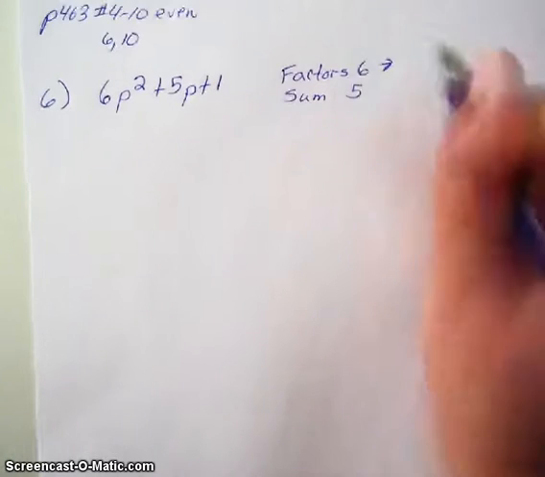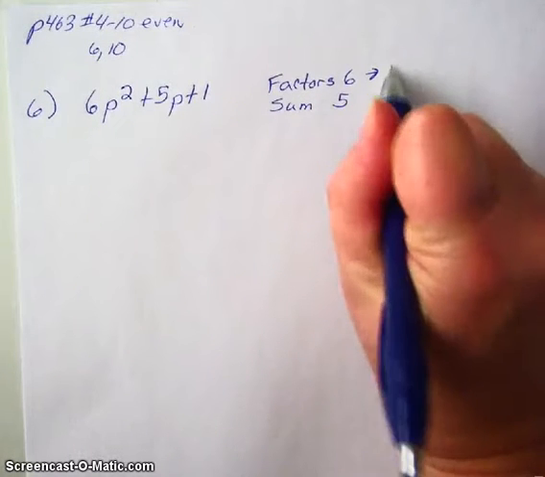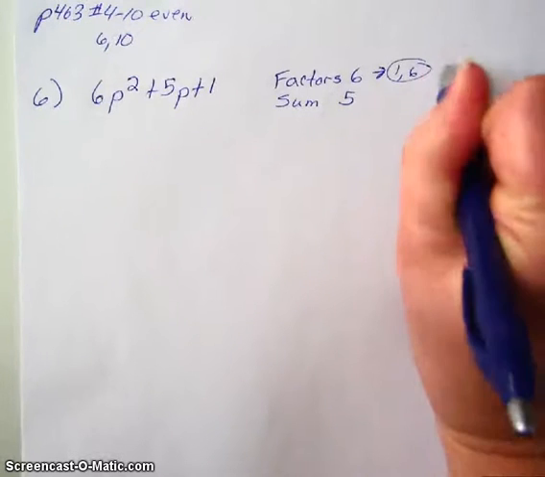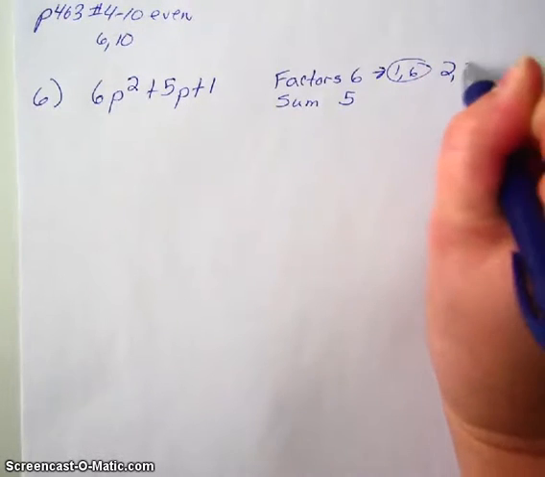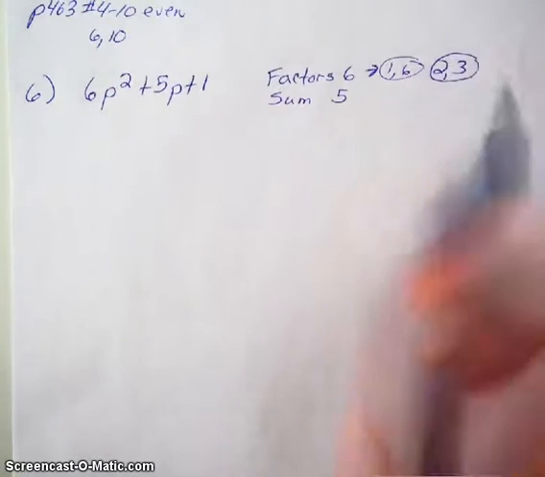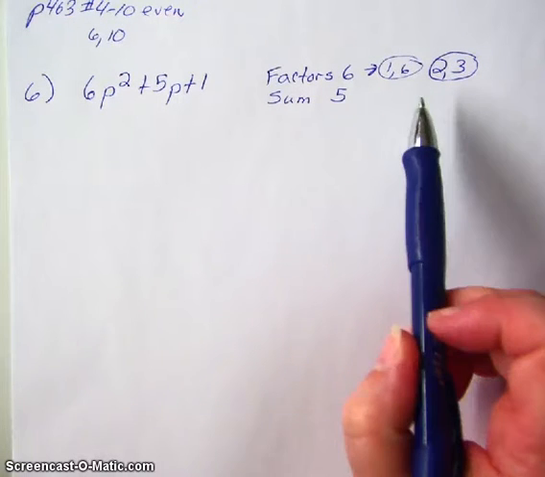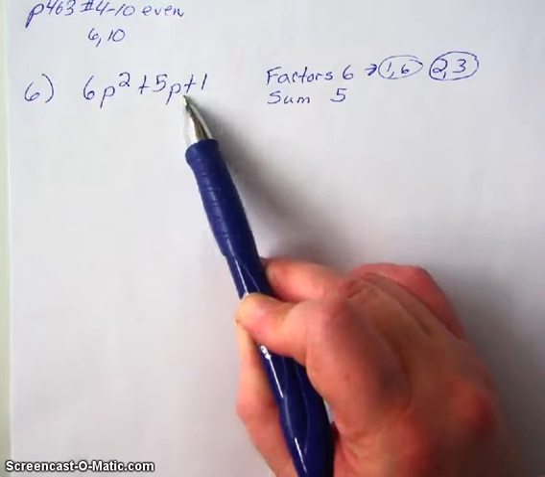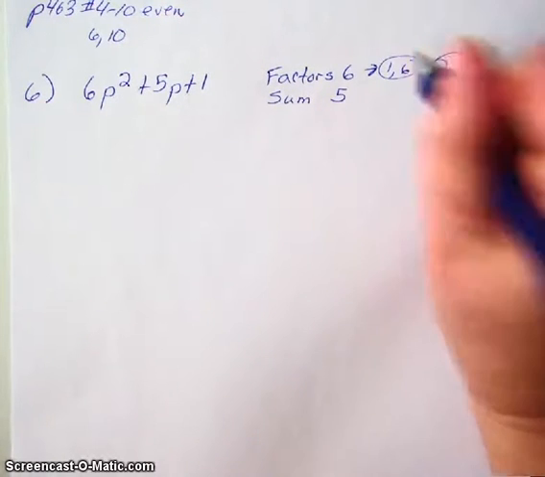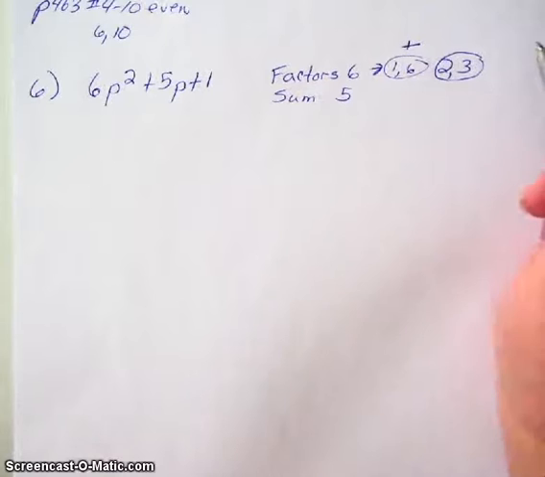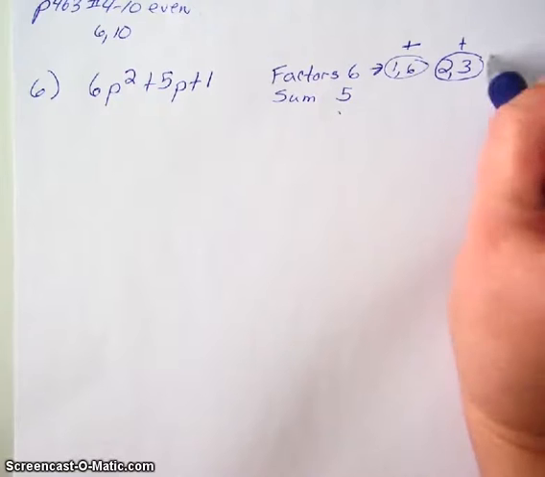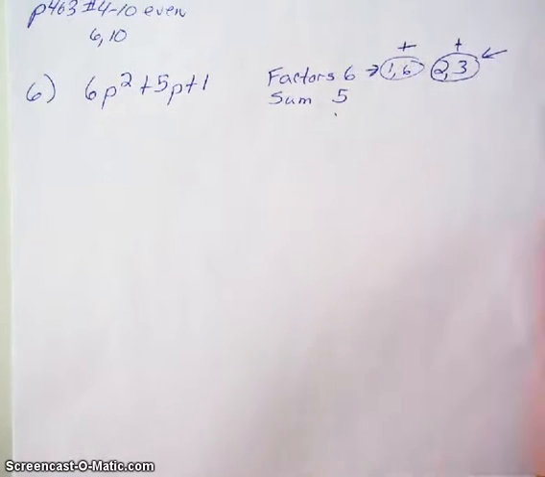Okay? So factors of 6 could be either 1 and 6, or 2 and 3. Okay? So we have to figure out which ones are going to add. I know it's add because this number is positive. If this number is positive, we're adding them. Does 1 plus 6 add up to 5? It does not. Does 2 plus 3 add up to 5? Yes, it does. So these are the magic numbers.